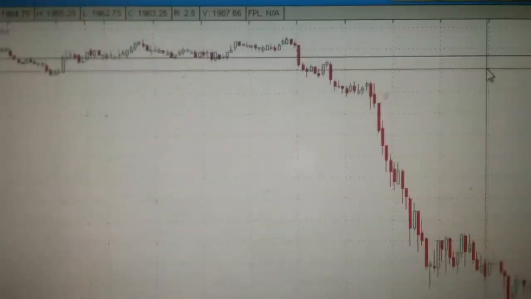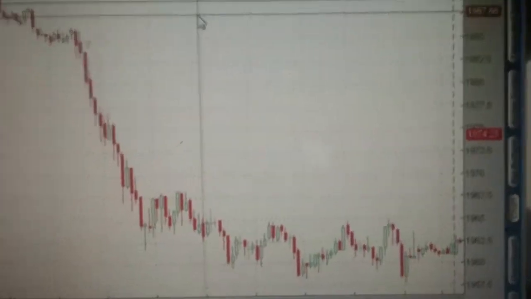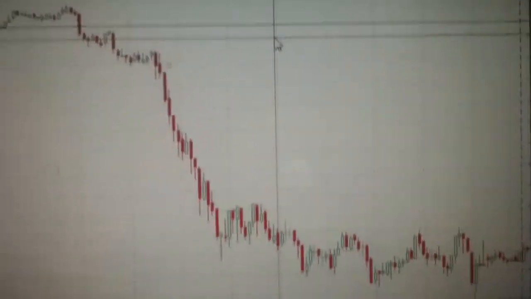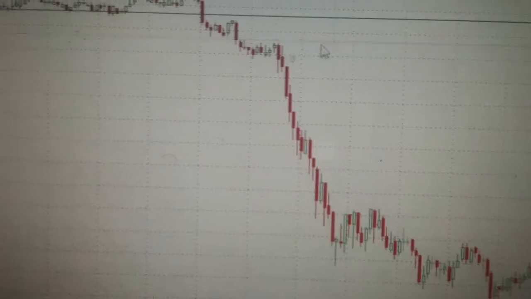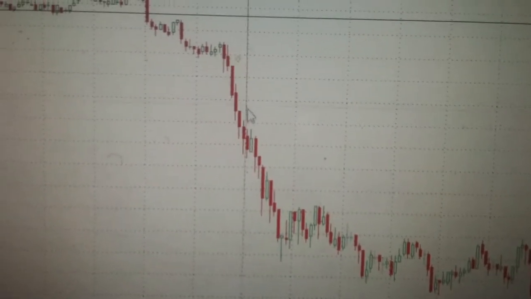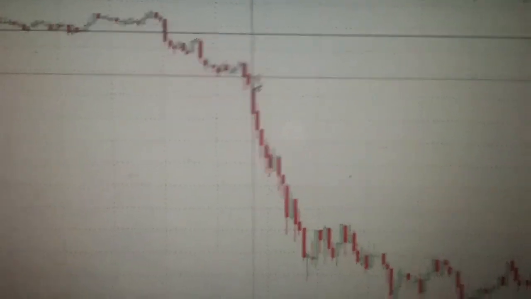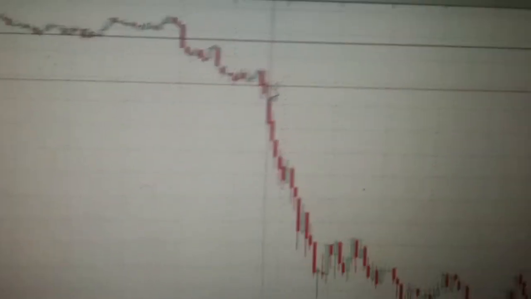Thursday was horrible for the S&P 500 because look at this. Major downturn. This is not a crash. This is called a bear market. It's a selling climax. It's a sell-off.